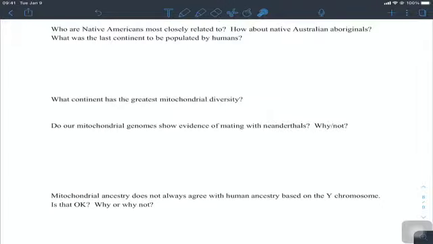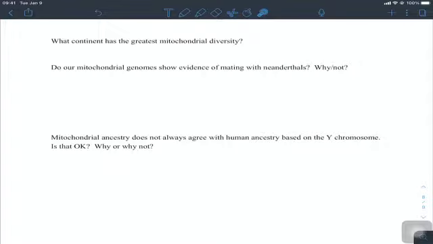Now, mitochondrial ancestry does not always agree with human ancestry based on the Y chromosome. Is that okay? Well, where do you get your Y chromosome? For that, hopefully you know enough about human genetics to know that the Y chromosome is male-derived. Do your parents, your mom and your dad, share the exact same history looking back? Well, probably not. They come from different places. They tell different migratory stories. So it's perfectly okay that our mitochondrial ancestry does not agree with our Y chromosome ancestry. They are, after all, inherited very differently.